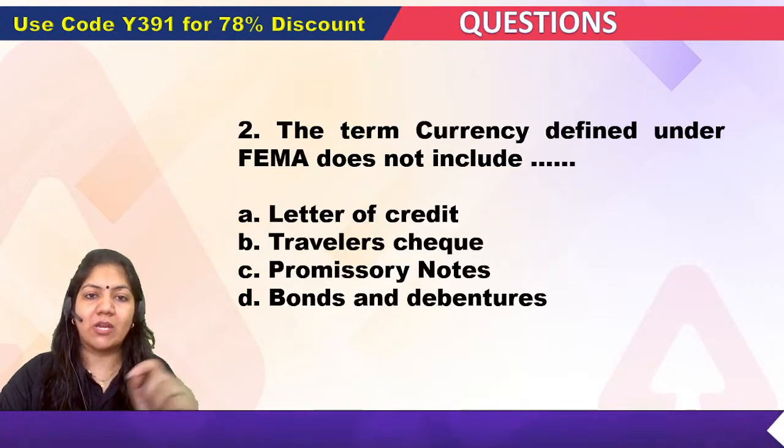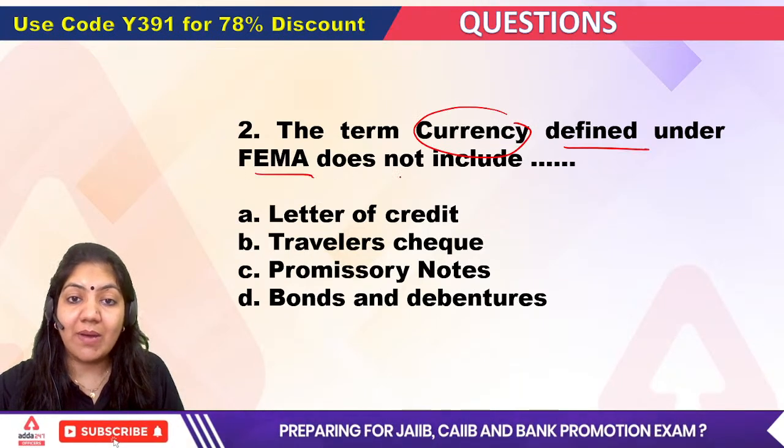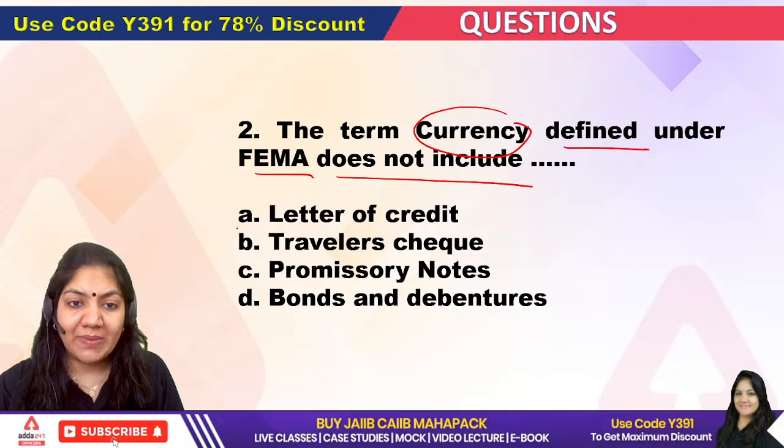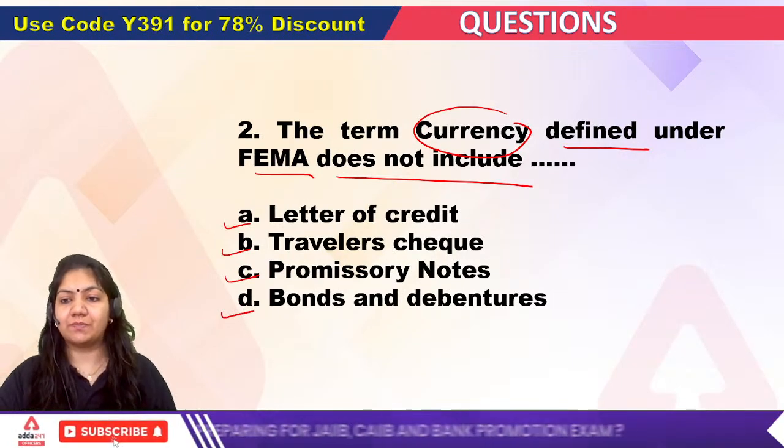Okay, now the second one. The term currency defined under FEMA does not include LC, traveller cheque, promissory notes, bond and debenture.